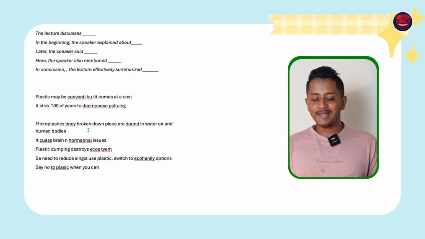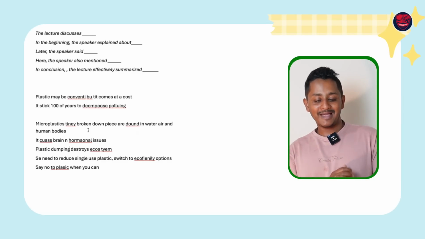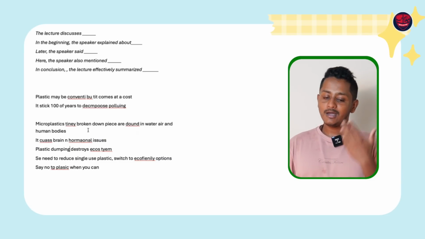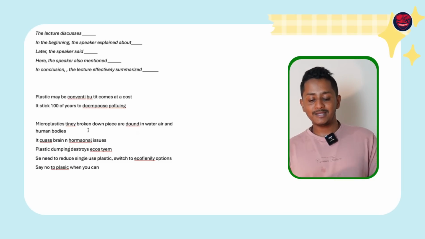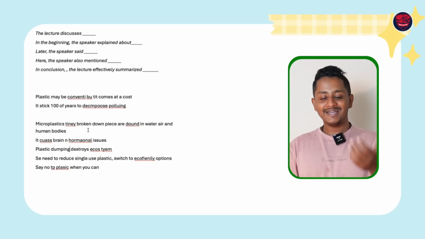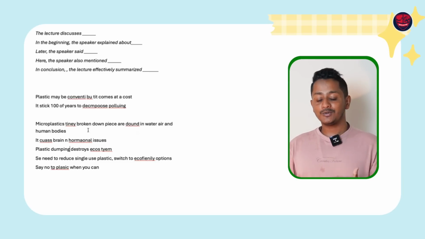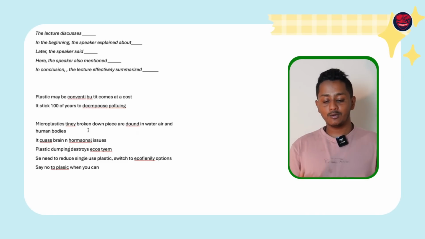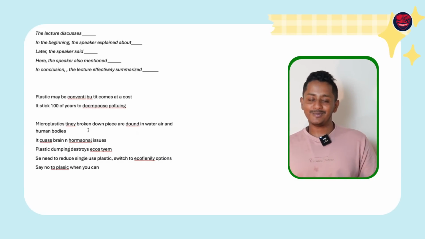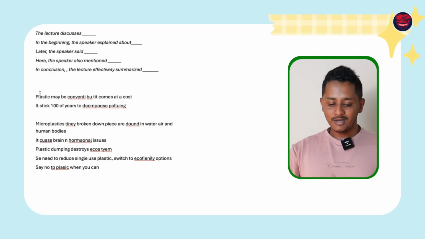The lecture discusses plastic may be convenient, but it comes at a cost. In the beginning, the speaker explained about plastic sticks for hundreds of years to decompose, and it also ends up polluting the earth. Later, the speaker said microplastics are tiny broken down pieces that are found in water, air, and human bodies. Here, the speaker also mentioned that plastic dumping destroys ecosystem, so you need to reduce the single-use plastic and switch to eco-friendly options. In conclusion, the lecture effectively summarized, say no to plastic when you can. This is how you speak, and now we will quickly write this down.